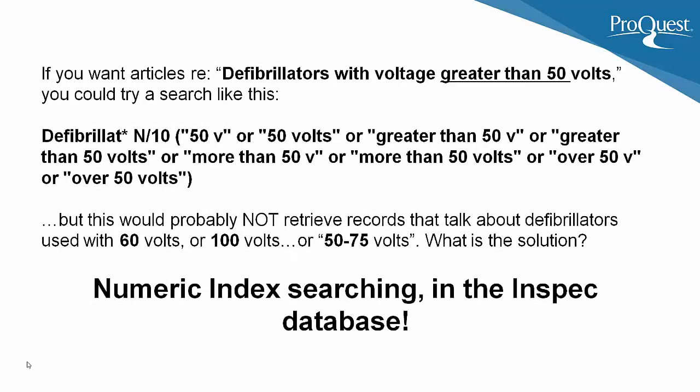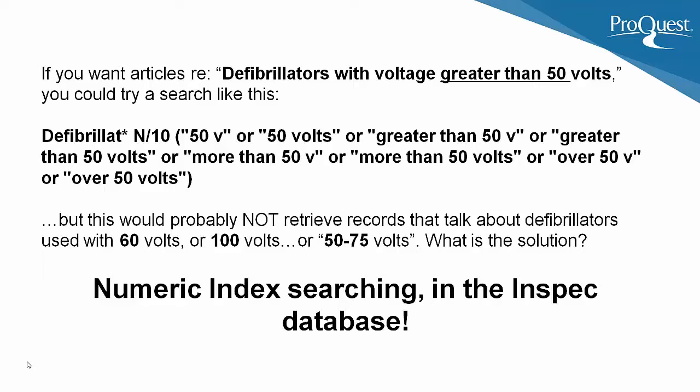For example, let's say we're looking for articles about defibrillators with a voltage of greater than 50 volts. How would you do that? Well, you might try something like this using plain language. You could search for defibrillat, truncated with the asterisk, within 10 words, that would be n/10, of 50V or 50 volts, or the phrase greater than 50V, greater than 50 volts. Any of these variations that you can think of, just OR them together, and you could run a search like that.